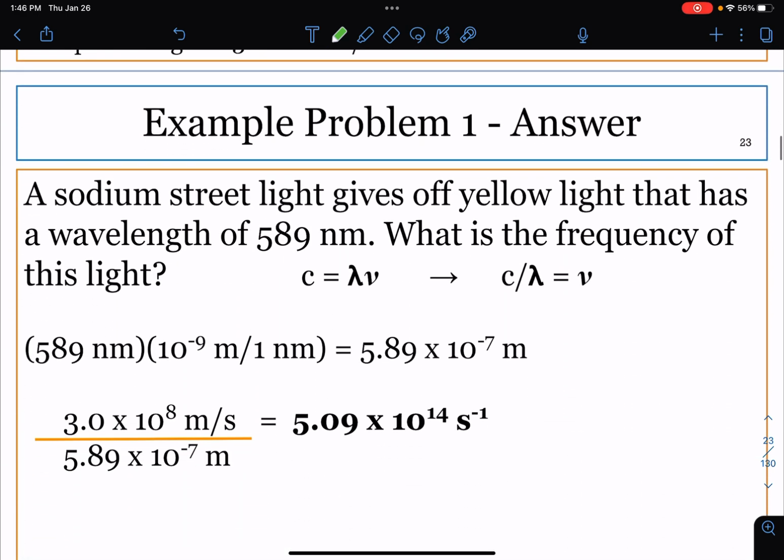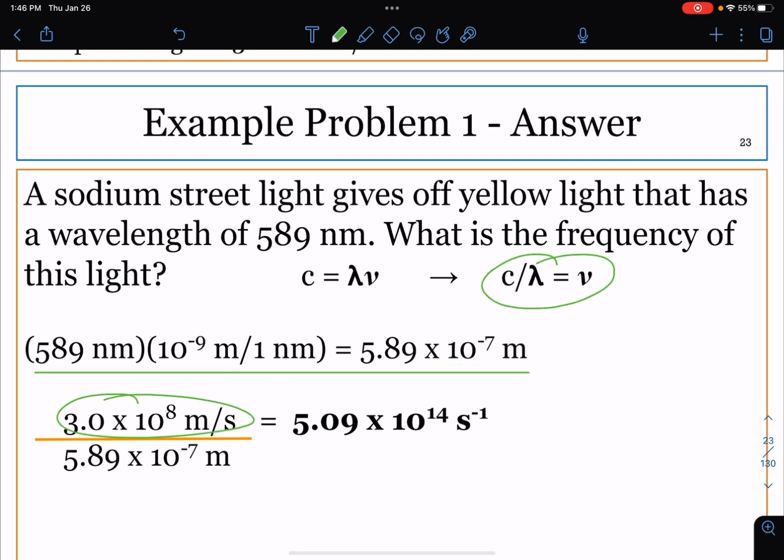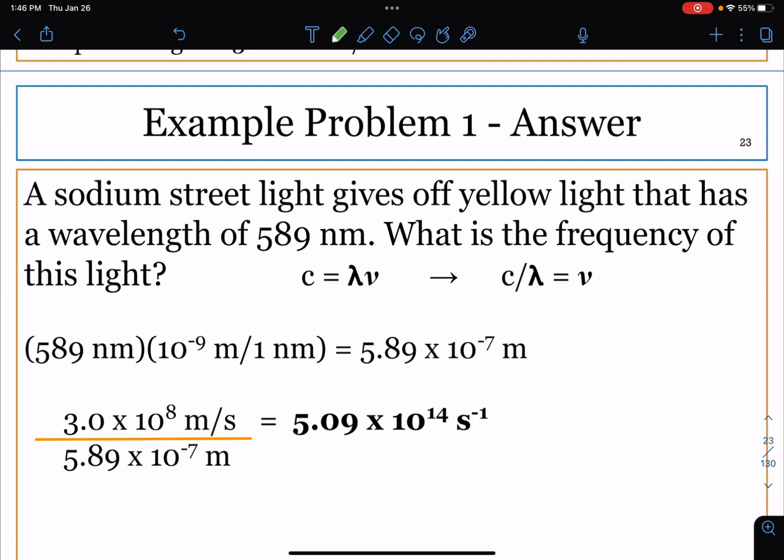Another way to set it up is to first convert your 589 nanometers to meters, like this. And then, because of our equation, you're going to put the speed of light, the c, on top, and then the lambda, your wavelength converted to meters, in the denominator. Then you divide. You can see that your meters cancel, and you're left with seconds to the negative 1. This is the exact same math, just set up a little bit differently.